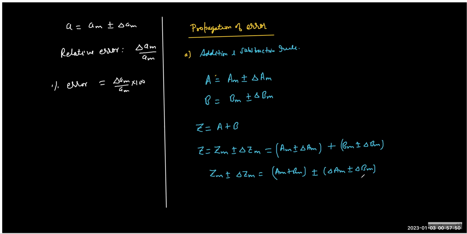So what is delta Z mean? It is the uncertainty in the measurement of Z, right? How do we define the uncertainty? We always go for the maximum possible deviation. So what is the maximum possible value of this? What is the worst case scenario? Delta A mean plus delta B mean. So you are supposed to add only, right? You're not supposed to subtract.